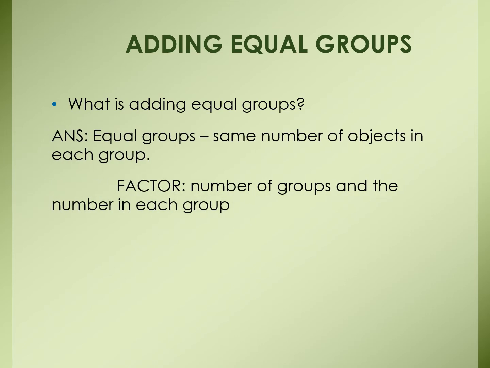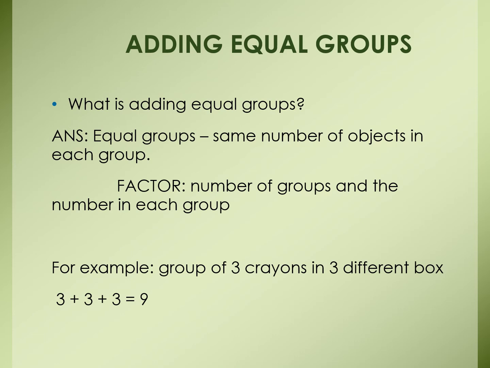Next thing is, what are equal groups? Equal groups means the same number of objects in each group. The number of groups and the number in each group may change.